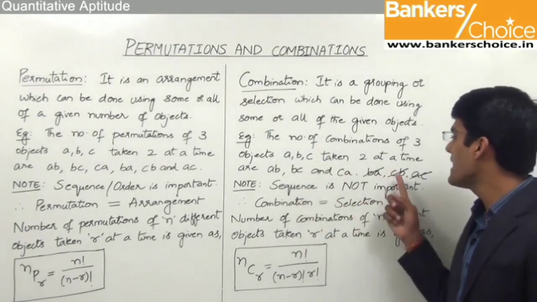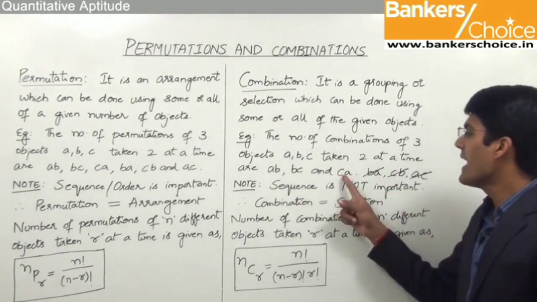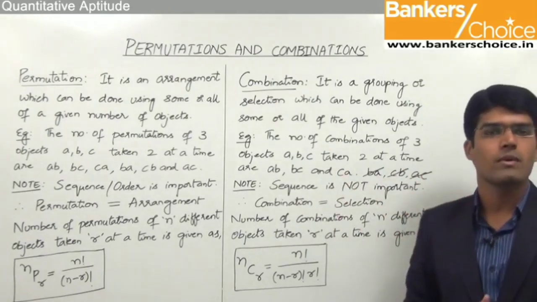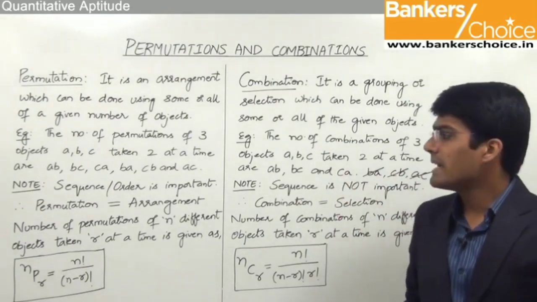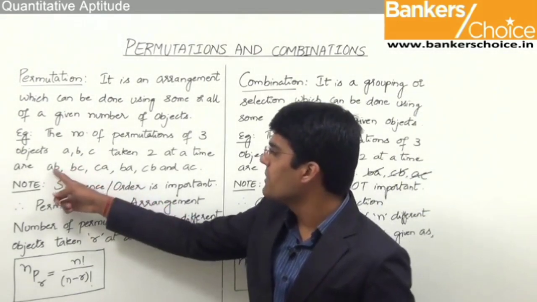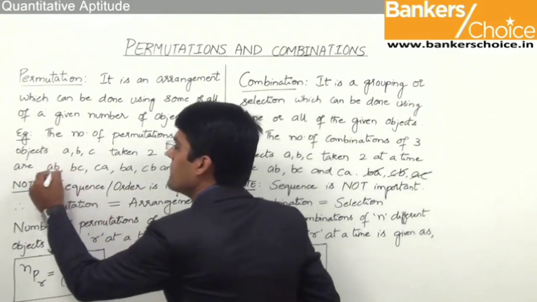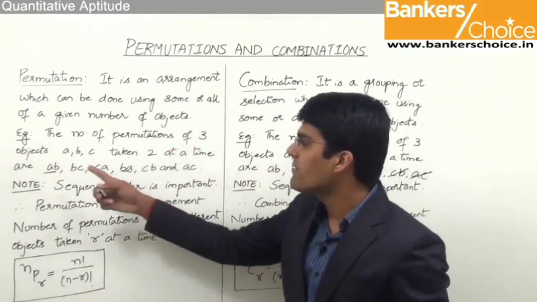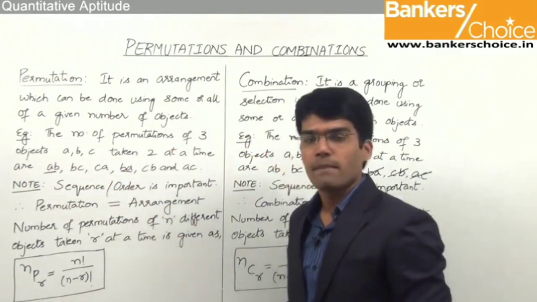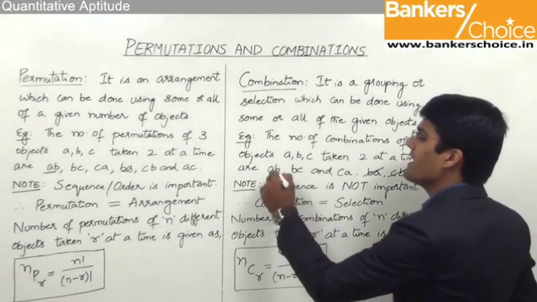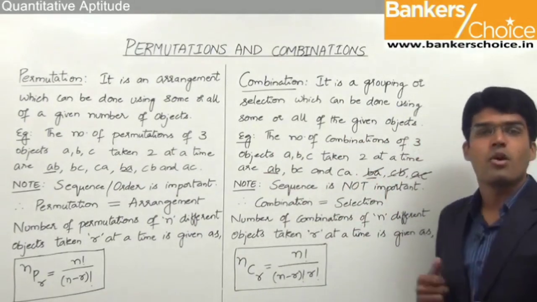Likewise, BC and CB is only one combination. And CA and AC is again only one single combination. So we can now understand that in case of permutations, AB and BA are two different permutations. As you can see here, we have counted them differently. Whereas in case of combinations, AB and BA is the same combination.